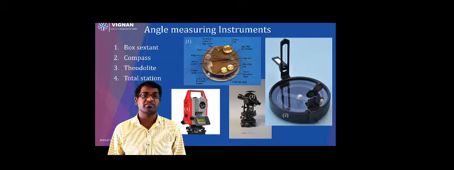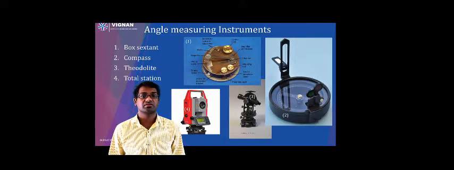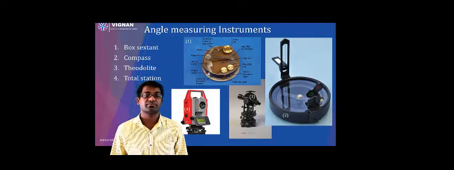Box sextant is a very old instrument. It is used for very low angular measurements. Whereas compass surveying is used in the majority of surveys, where it uses the magnetic needle which always shows the geographical north. We'll talk about geographical north in the next class.